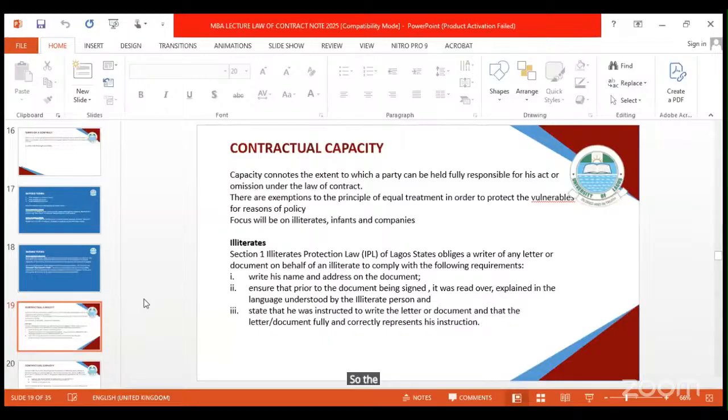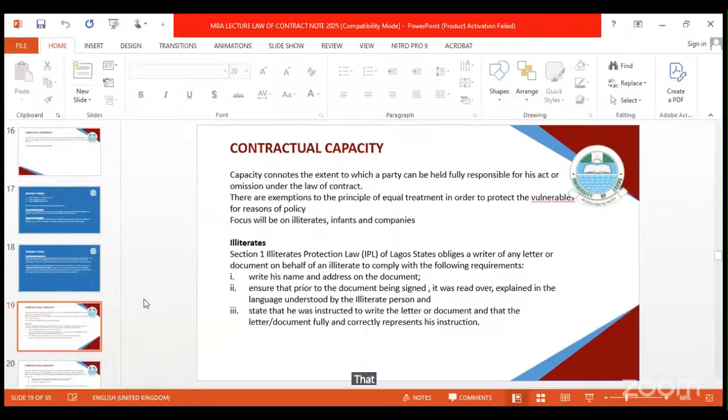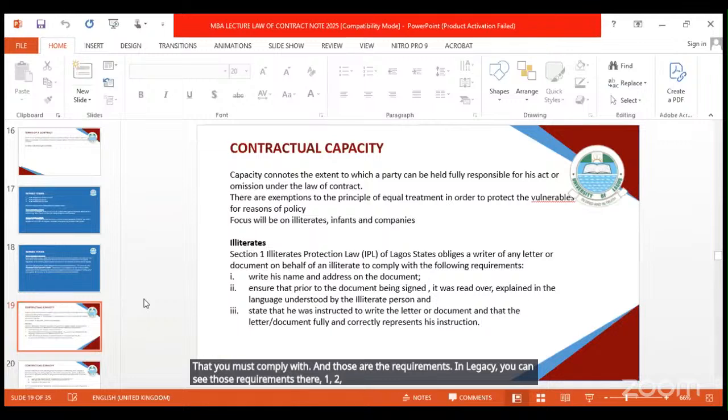So the law is saying, look, you must comply with this provision. Lagos State, for instance, has one, and almost all the states have an illiterate protection law that you must comply with. And those are the requirements. In Lagos State, you can see those requirements there, one, two, three. Someone should read those requirements.